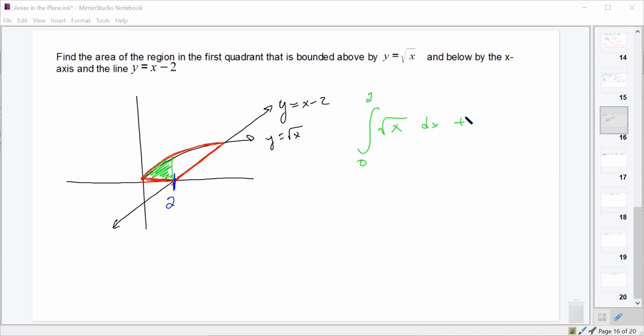But the second piece of it will have to be an integral from 2 to wherever these 2 functions intersect. Where do those 2 functions, where does square root of x intersect with x minus 2?